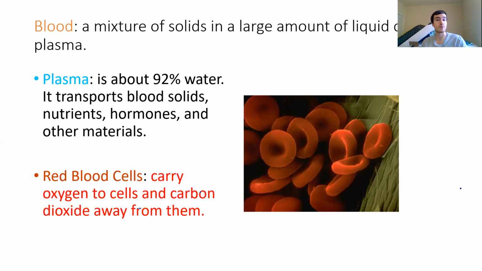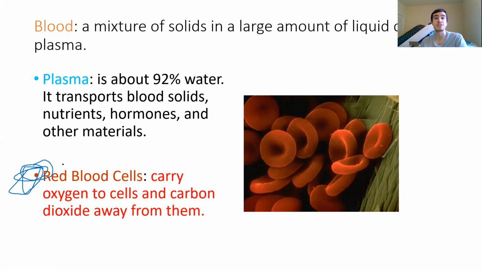You also have a couple different types of cells that are traveling through your blood as well. So besides all the different nutrients and hormones and stuff like that, you've got red blood cells, white blood cells, and little cells called platelets. Red blood cells are by far the most numerous and the most common, and they are the oxygen carriers of the body.